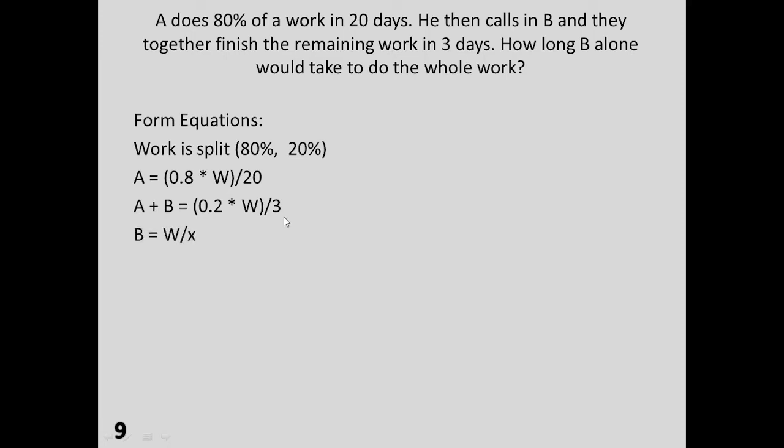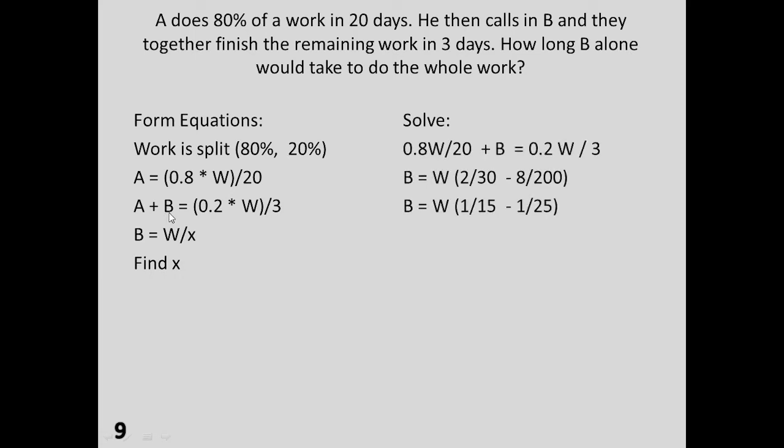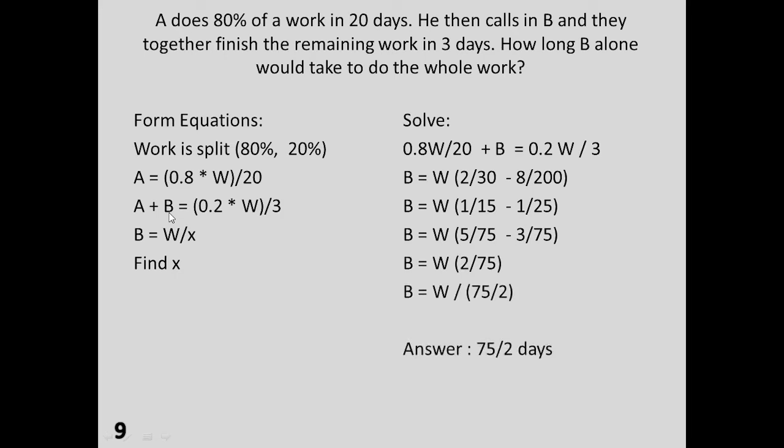So we need to find how many days B will take to complete the work. Now solving is like this. We need to find B. B is present in this equation, but A is present too. So we simply substitute the value of A in this equation to get the value of B. So the answer is 75 by 2 days.